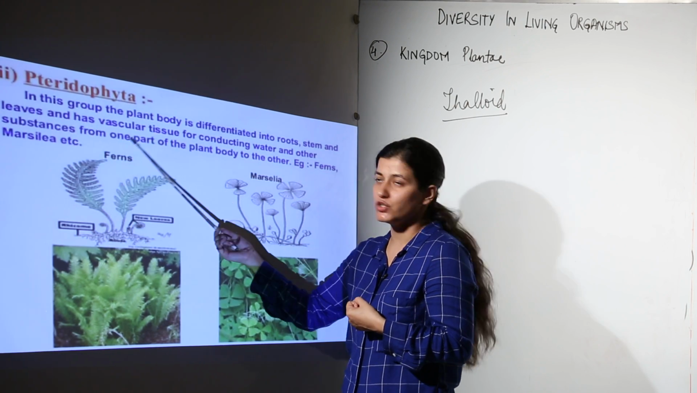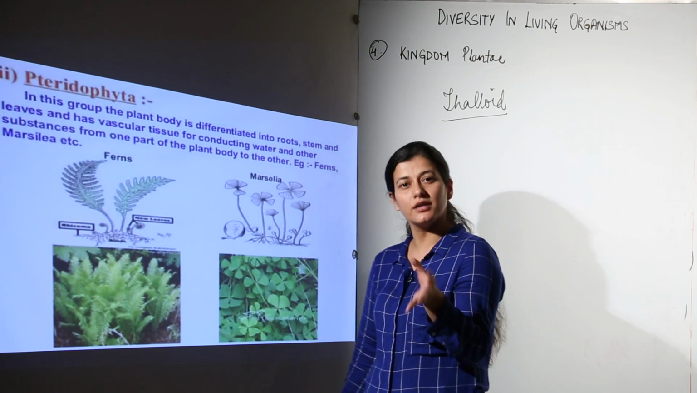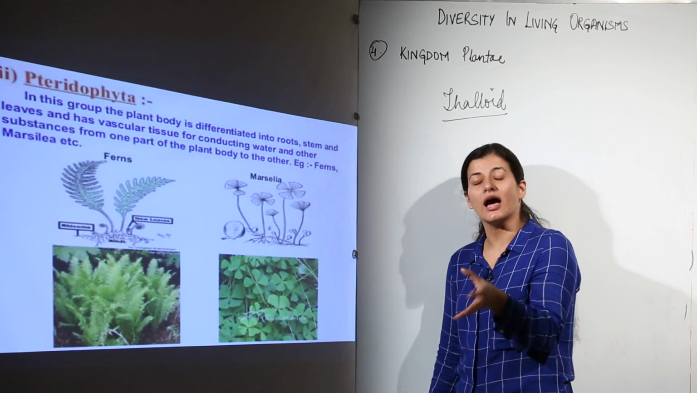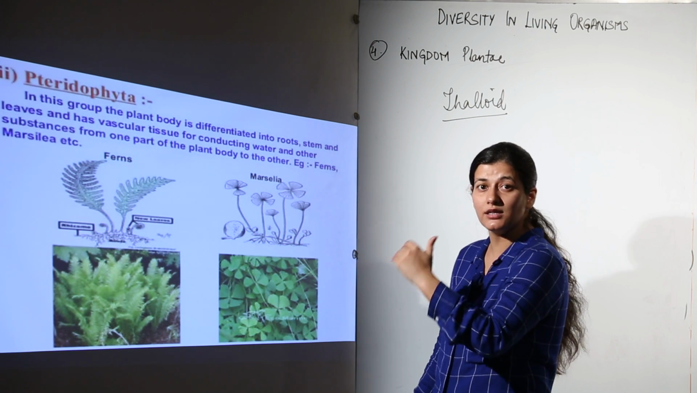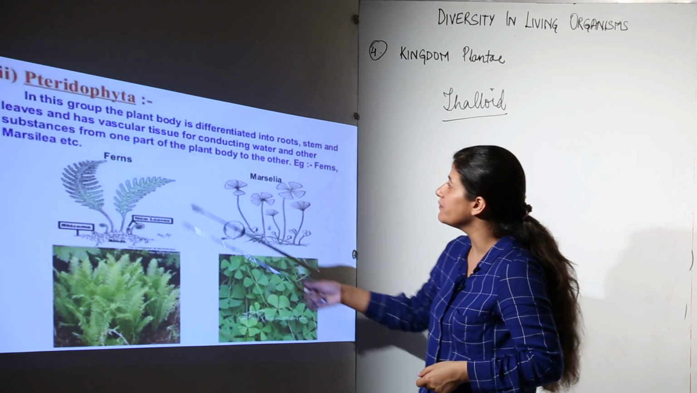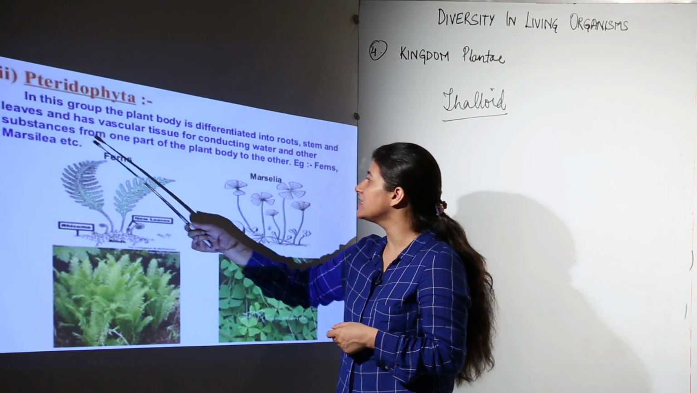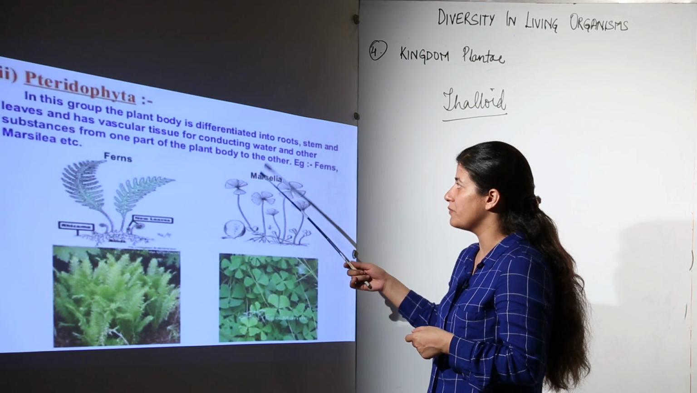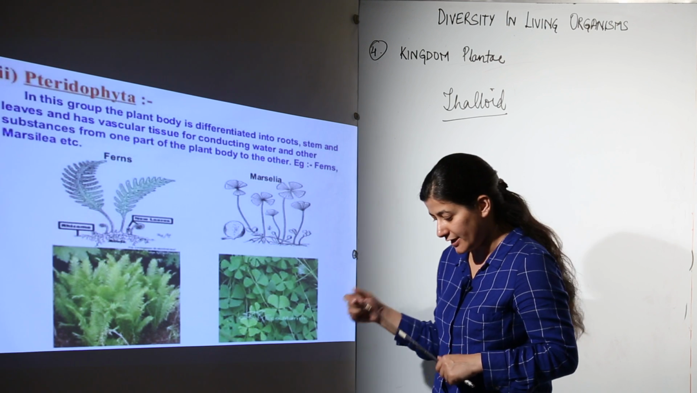Has vascular tissues for conducting water and other substances. Now these tissues are not highly specialized, but yeah, they are present. So we are moving further, we are advancing in the hierarchy of plant kingdom. These vascular tissues are for conducting water and other substances from one part of the plant body to the other, and the example is ferns and Marsilia.